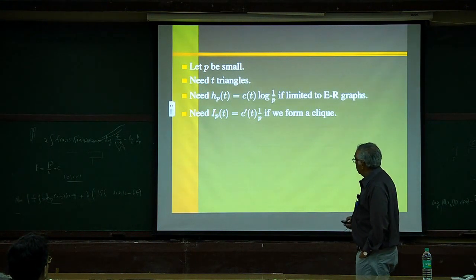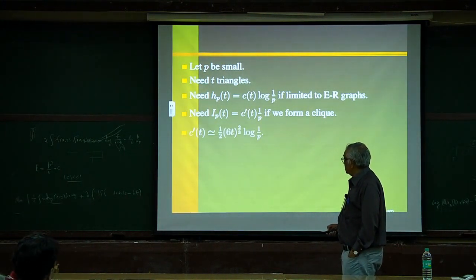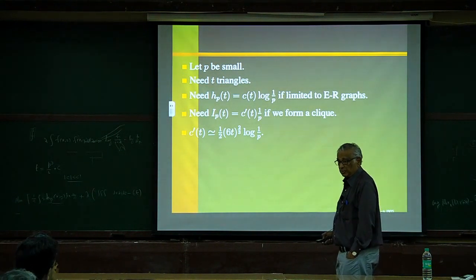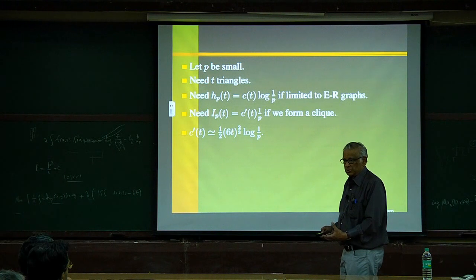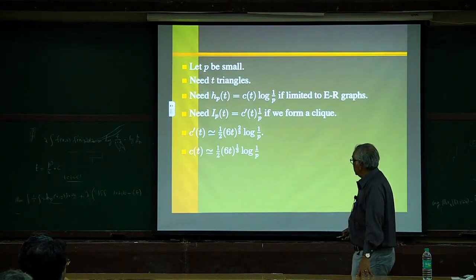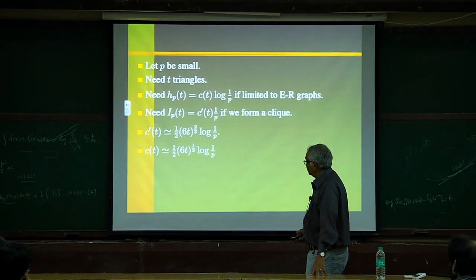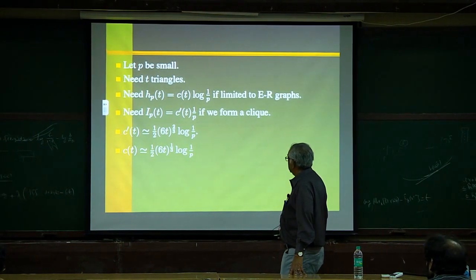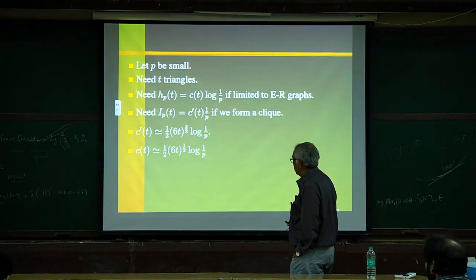Okay. So the only question is Ct and C prime, which is bigger, which is smaller? C prime is 6t to the 2/3 log 1 over p, if you compute. That's because of the way you count edges in a clique as opposed to just Bernoulli edges. Ct on the other hand, 6t to the 1/3 log 1 over p. Since 6t is less than 1, this is bigger, C prime t is smaller because it's the 2/3 power. So it's better to form a clique.